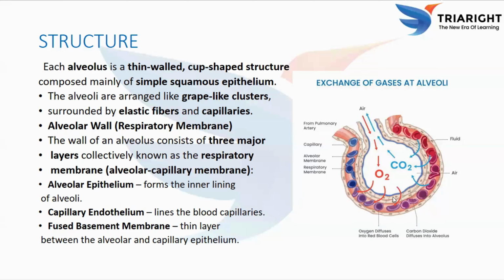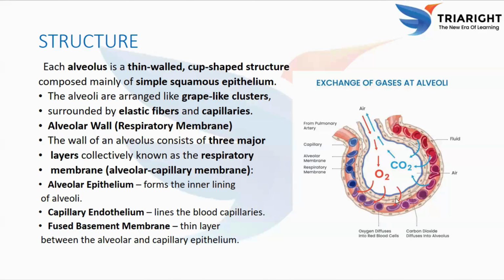You can see in the picture the alveolar membrane, the respiratory membrane and the capillaries. The violet color shows oxygen diffusing into RBCs. Here you can see how the carbon dioxide and oxygen exchange. So this alveolar epithelium allows the oxygen and carbon dioxide to pass through easily.